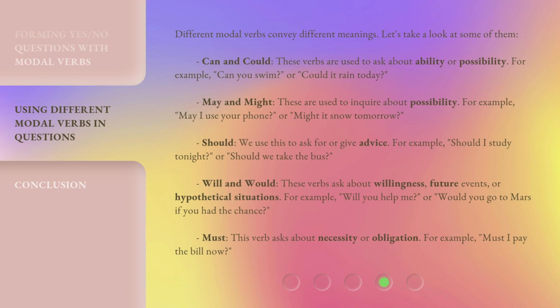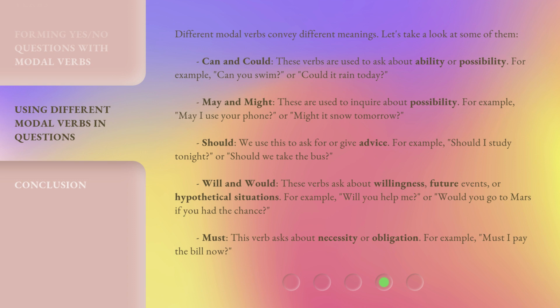May and might. These are used to inquire about possibility. For example, "May I use your phone?" Or, "Might it snow tomorrow?" Should. We use this to ask for or give advice. For example, "Should I study tonight?" Or, "Should we take the bus?"